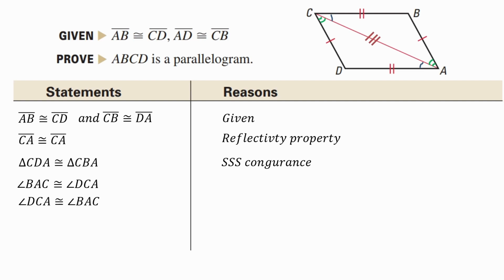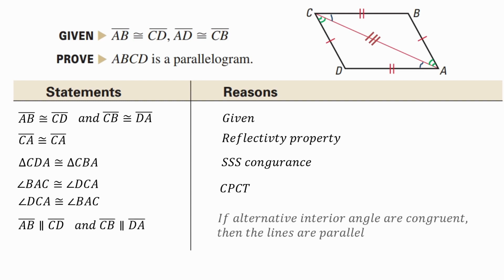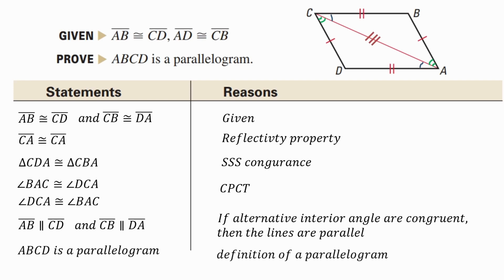Once we know that the opposite sides are congruent, by congruent parts of congruent triangles, we can now say that the lines are parallel. Line AB is parallel to line CD, and line CB is parallel to line DA. And that is because if the alternate interior angles are congruent, then the lines are parallel. Therefore, we can say ABCD is a parallelogram, and that is through the definition of a parallelogram.